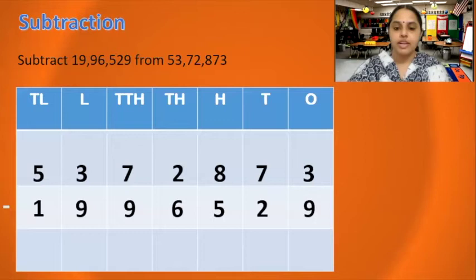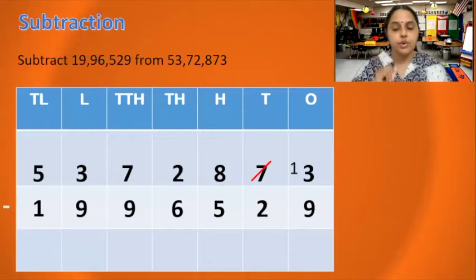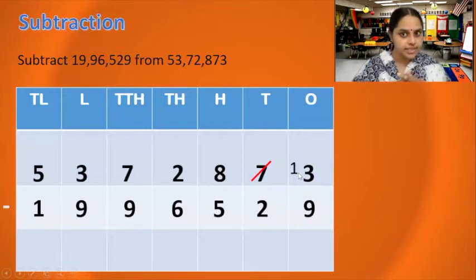So what happens? From 7, 1 is given to the ones place. When we say 1, it is 1 ten. It is not 1, it is 1 ten. So now the place value in the ones place, what has it become? 1 and 3, it has become 13. 13 is greater than 9, isn't it? 13 is always greater than 9.